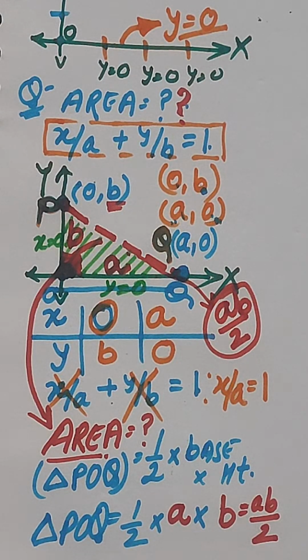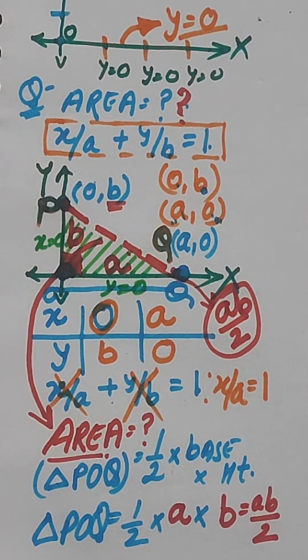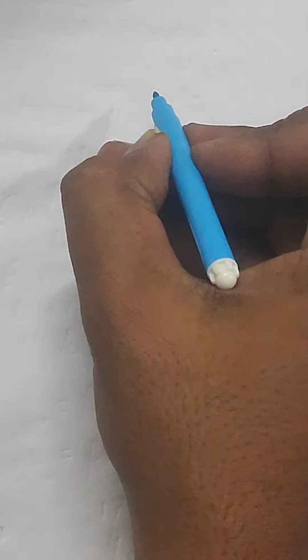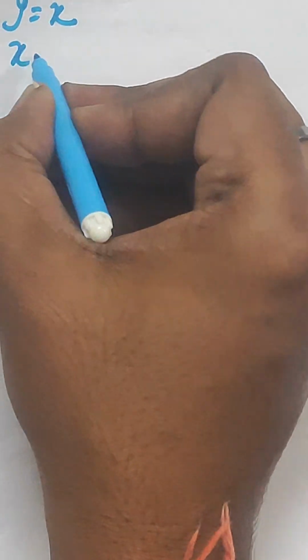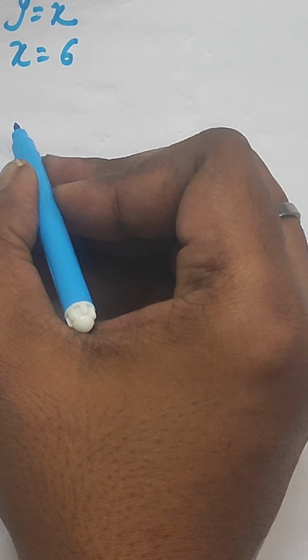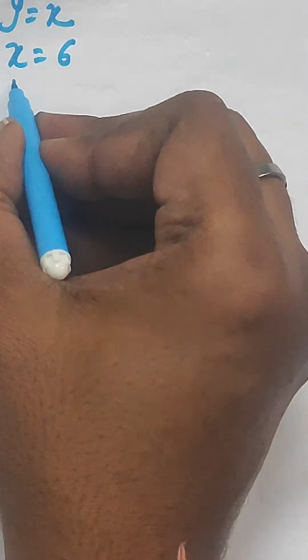Now students, we'll take another question. Let us find the area of the triangle formed by the lines y equal to x, x equal to 6 and y equal to 0. So we have the three equations with us. One is y equal to x, the other one is x equal to 6, and the third one is y equal to 0.